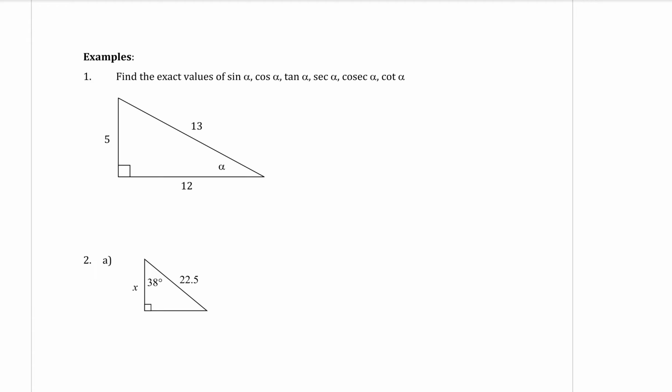Yes. So sine alpha using that triangle, my opposite is 5, my hypotenuse is 13, so 5 over 13. Cos alpha, cos is adjacent over hypotenuse, so that will be 12 over 13. Tan alpha, tan is opposite over adjacent, so that's going to be 5 over 12.